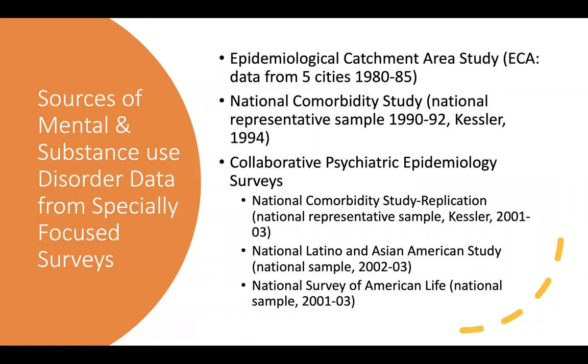So sources of mental and substance use disorder data from specially focused surveys. You've got the ECA, the Epidemiological Catchment Area Study from 1980 to 85, the National Comorbidity Study, which is a good representative sample of the nation, and then again Kessler in 1994. You've got the Collaborative Psychiatric Epidemiology Studies like the National Comorbidity Study. You've got the National Latino and Asian American Study and the National Survey of American Life.